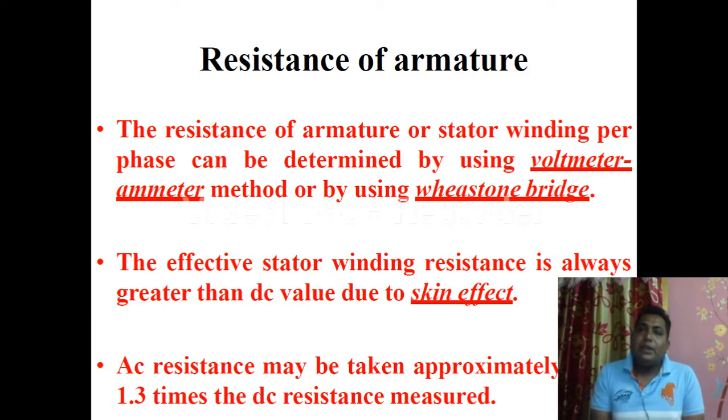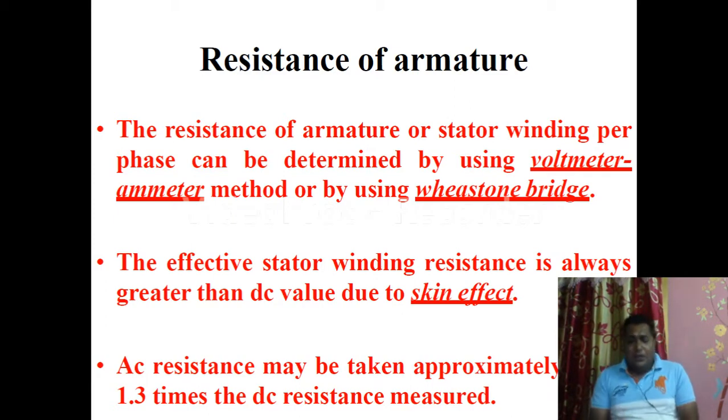So again, there is a Wheatstone bridge, we know in measurement we have studied this one. So from the Wheatstone bridge we can also find out the unknown resistance of the alternator. Okay, so why do we do this? The effect of stator winding resistance is always greater than the DC value because of the skin effect.